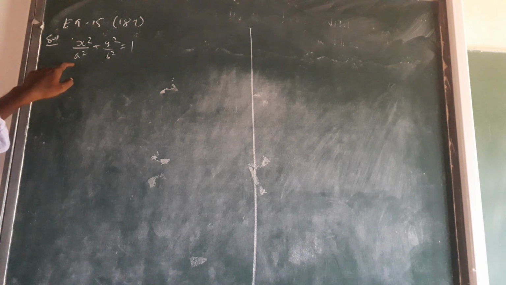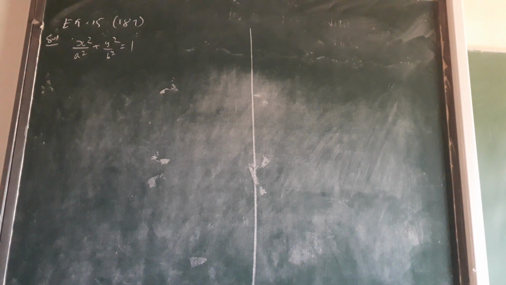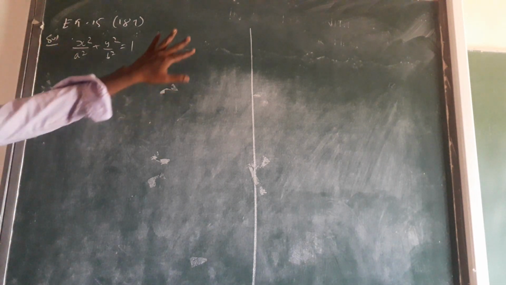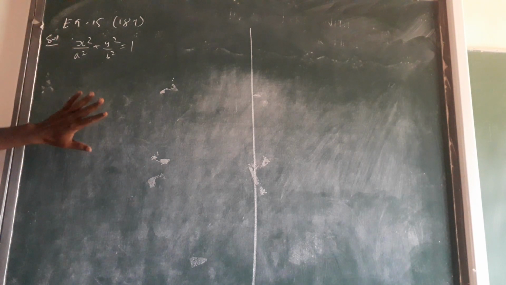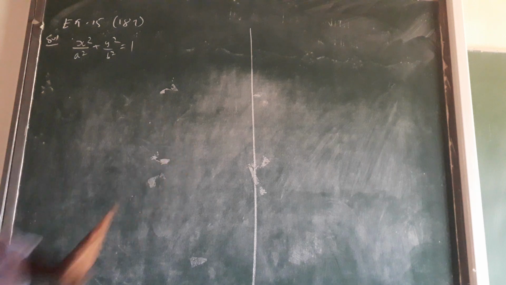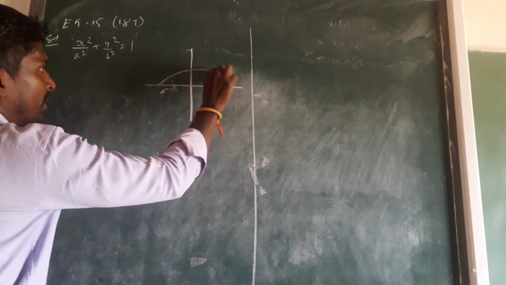How do I say this? If a square is the denominator of the x term, and b square is the denominator of the y term, the ellipse is parallel to the x-axis. If a square is the denominator of the y term, then the ellipse is parallel to the y-axis. So let us draw the ellipse parallel to the x-axis.